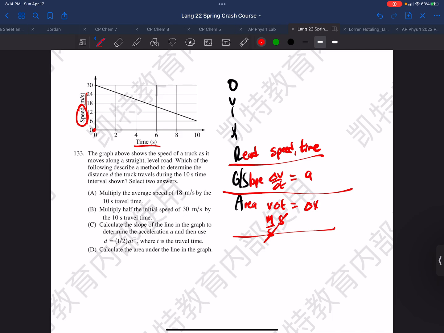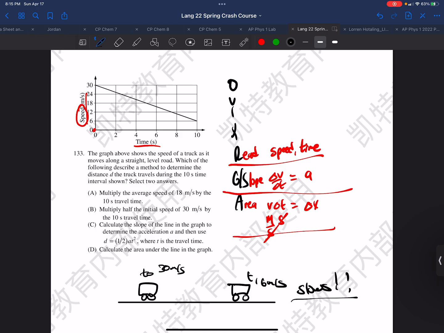So we've got a truck as it moves down a straight level road. And we've got time 0 and time 10 seconds later. And what we could see is this thing was starting out at 30 meters per second, and now it's at 6 meters per second. So clearly the thing slows over time. We can read that from the graph, and the picture gives us that. Which of the following determines the distance the truck travels during the 10-second time interval shown? Now the distance, we're looking for it to be the area.